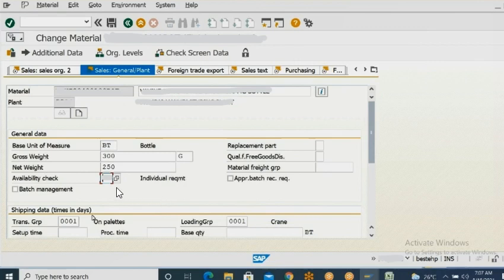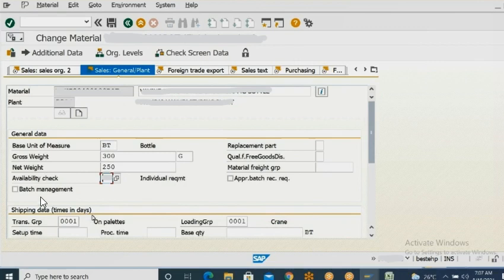If you maintain 01, then the system accumulates the sales order quantities of a particular day and updates in a single line in MRP. And if you maintain 02, then each sales order quantity will be updated separately into MRP along with the sales order number.